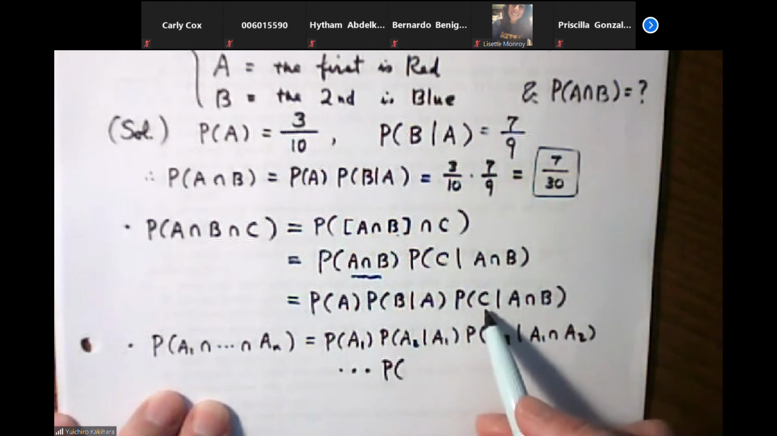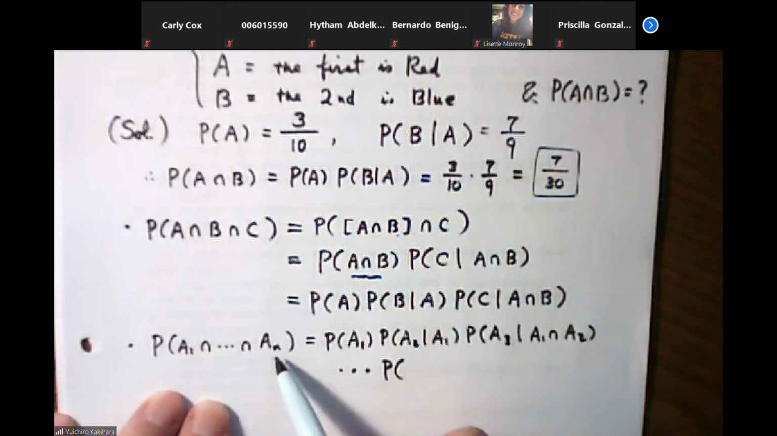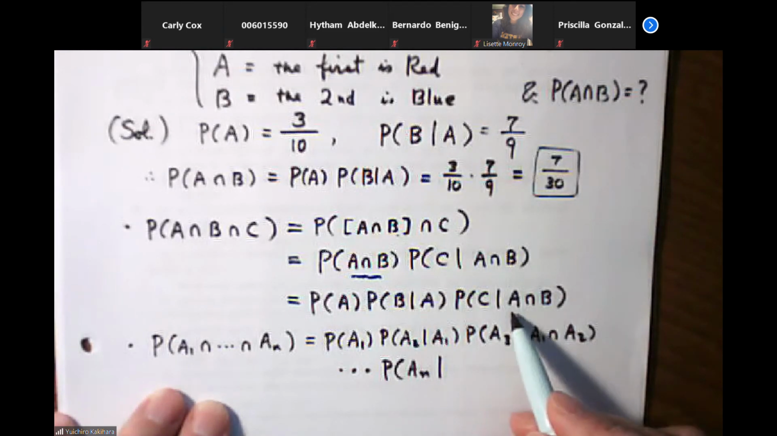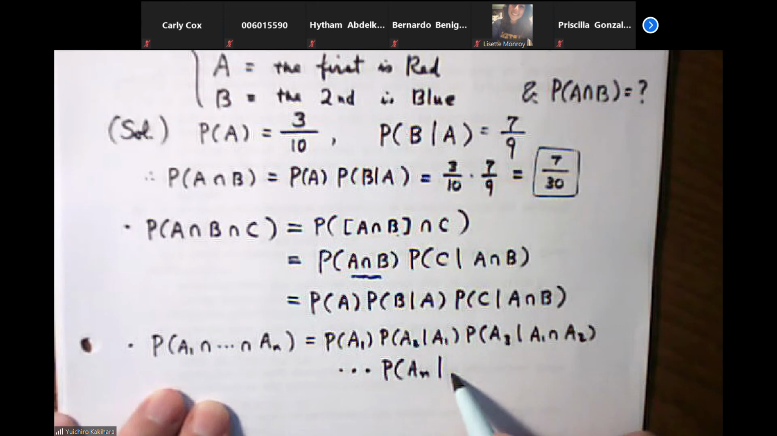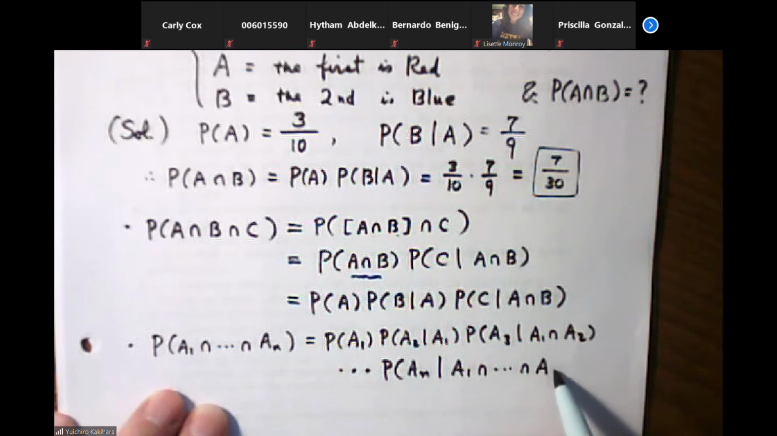The last one here should be AN, conditioned by what? The intersection of the others, so the intersection of n minus one others: A1 intersection dot dot dot intersection A n minus one. This is the general case. You can imagine this, and it is probably proved by mathematical induction.